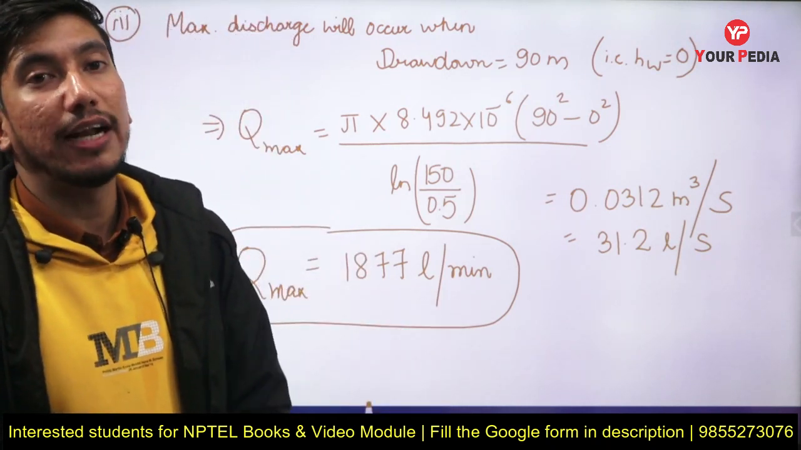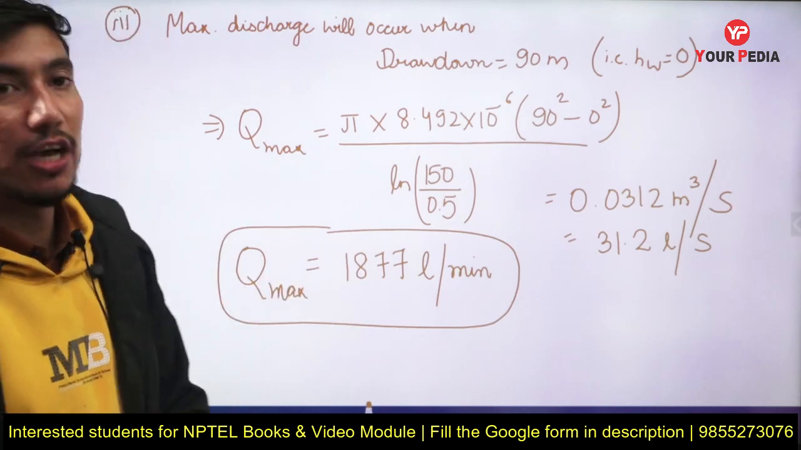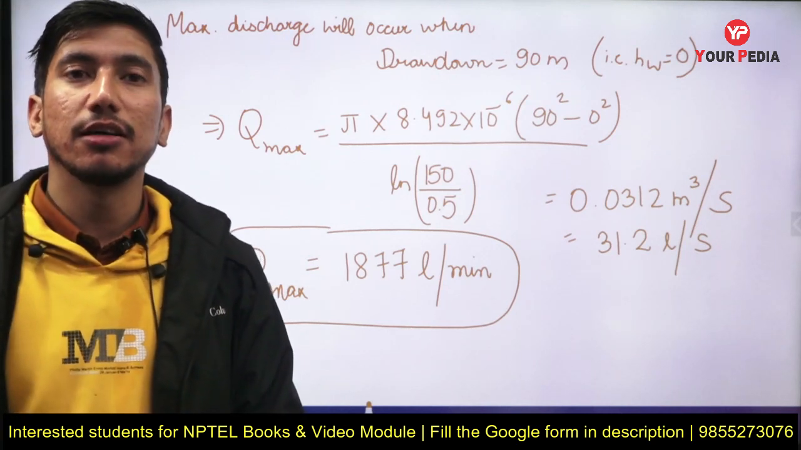So I can also write in this formula also. So this was about the maximum discharge that we can get from this particular aquifer.